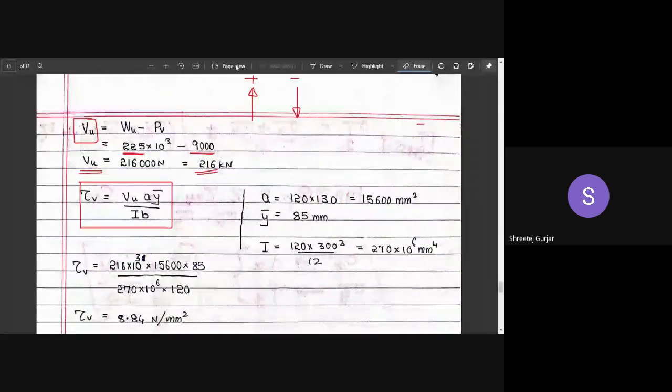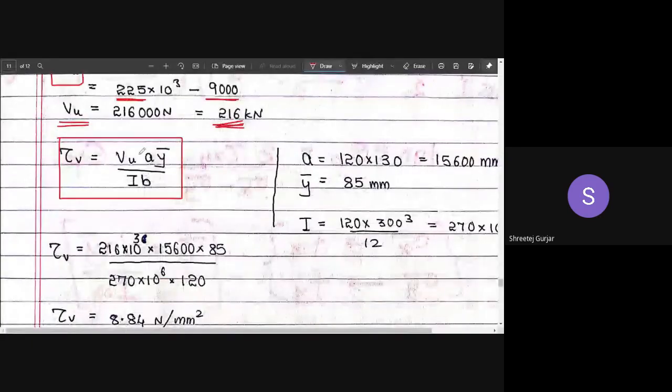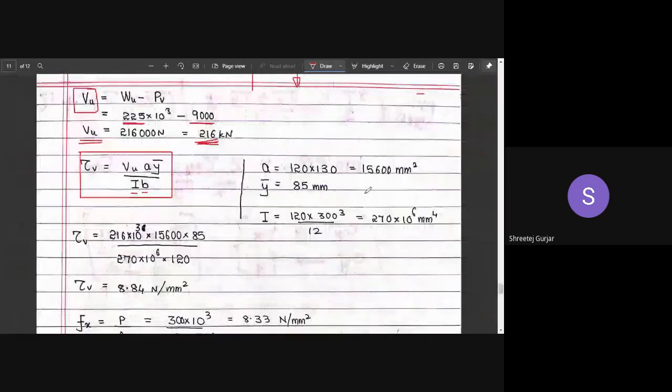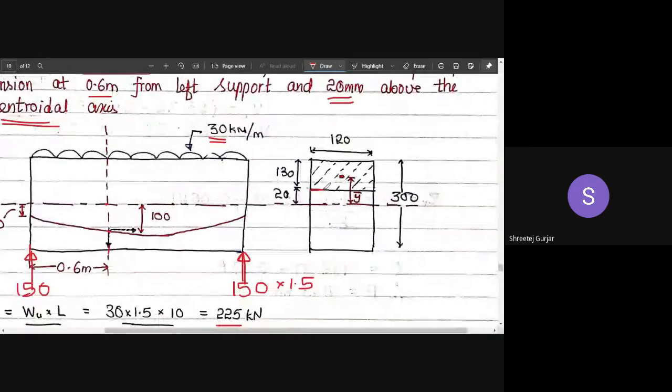So VU we have calculated, it is 216. Now we have to calculate this A and Y bar. IB is direct, no problem for calculation of IB. Now to calculate A and Y bar, let me show you in the cross section. This is your cross section. The point of interest is in this particular plane, and you have to consider the area from the top to the plane of interest.